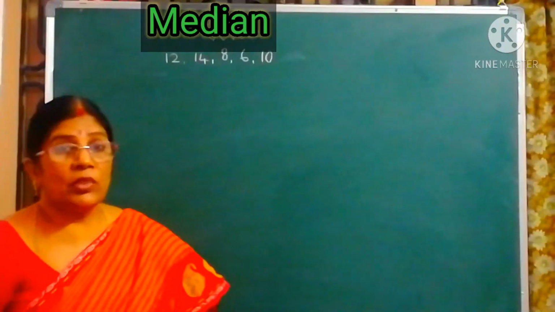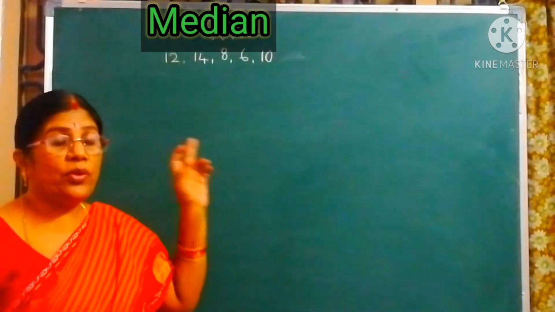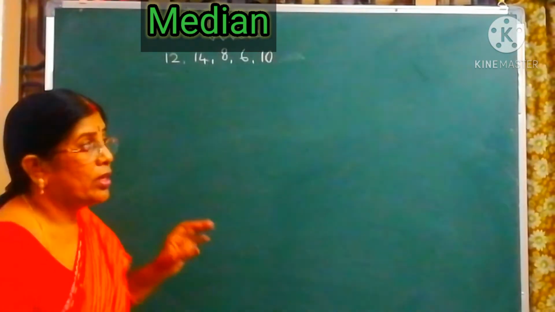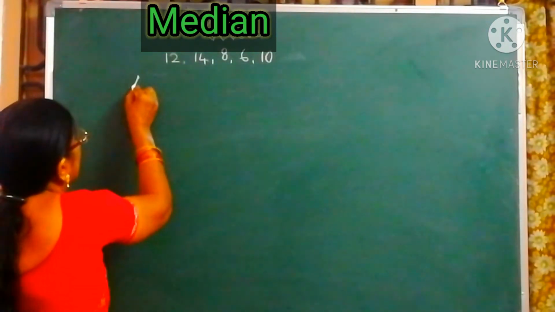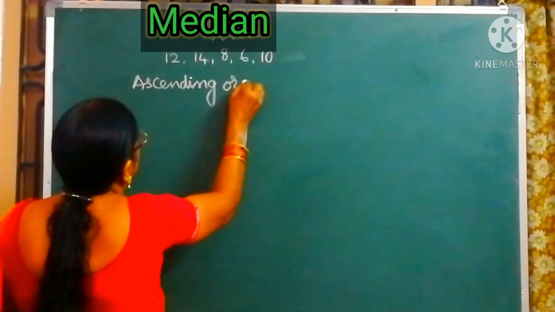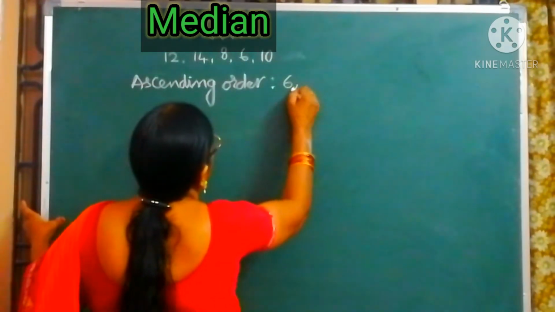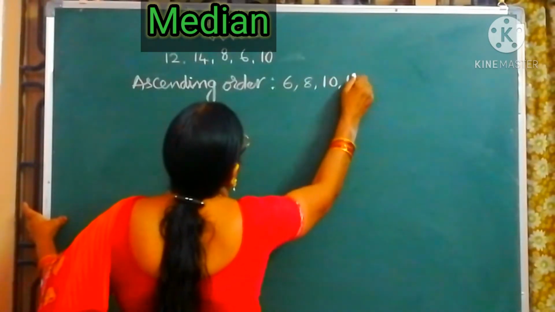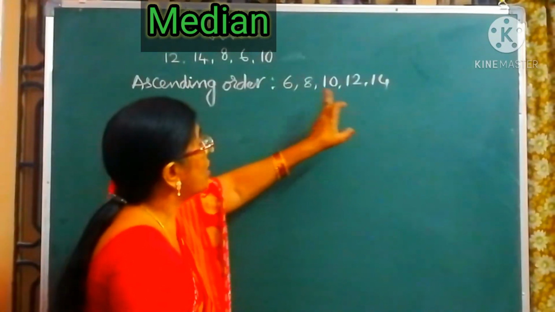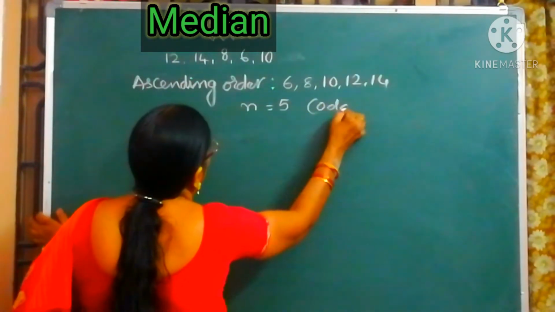Okay, children, we have to find the median of this data. This is ungrouped data. First, we have to write it in ascending or descending order. Generally, we write it in ascending order. So, ascending order: 6, 8, 10, 12 and 14. The number of observations is 5, which is odd.